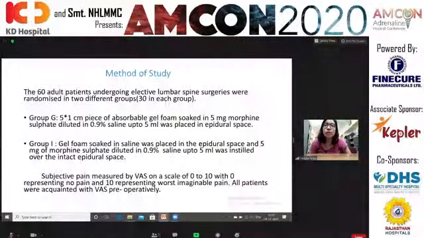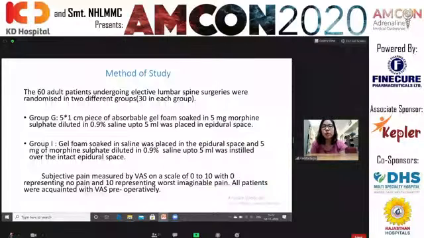Method of study. The 60 adult patients undergoing elective lumbar spine surgeries were randomized in two groups, 30 in each group. In group Z, 5 into 1 piece of absorbable gel foam soaked in 5 mg morphine sulfate diluted in 0.9% saline up to 5 ml was placed in epidural space, and in group I, gel foam soaked in saline was placed in epidural space, and 5 mg of morphine sulfate diluted in 0.9% saline up to 5 ml was instilled over the intact epidural space.